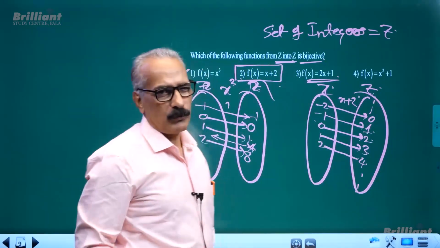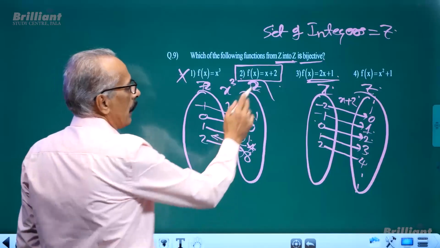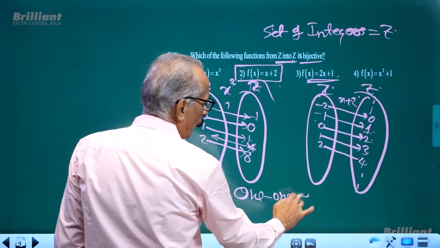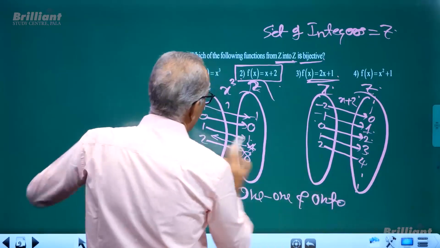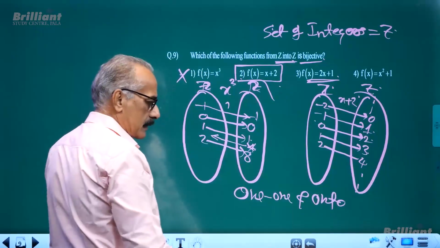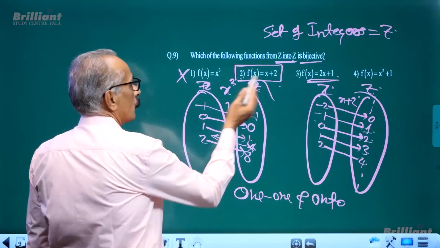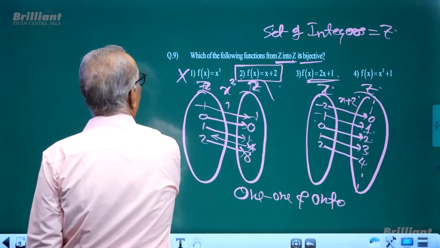Similarly, x square plus 1. So, what is bijective? One-one and onto. Different images, and every element in this Z should have a pre-image over here. So, bijection. Well, on to this.